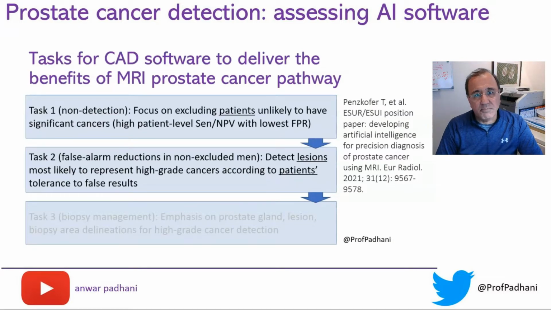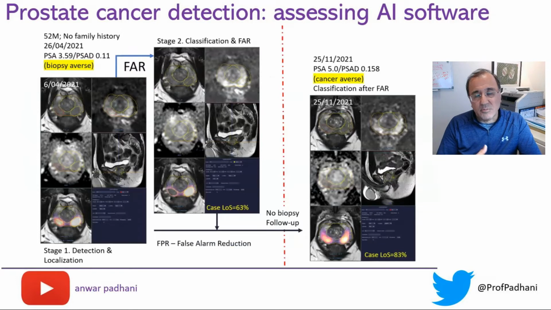The second major task is, in people who are not excluded, to identify lesions that are most likely to represent clinically significant disease. In other words, to reduce the number of false alarms that are happening in your prostate MRI scans. Here is an example. So you can see that this man, who's 52 years old, no family history, has a slightly raised PSA. You can see his PSA density is 0.11.